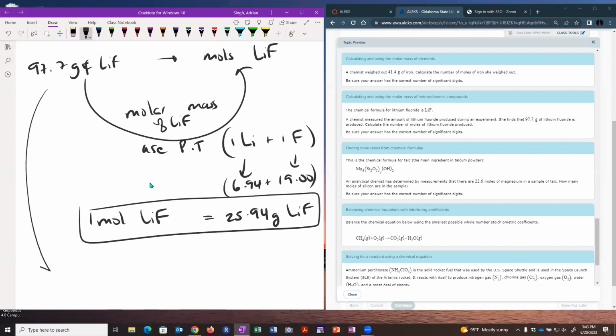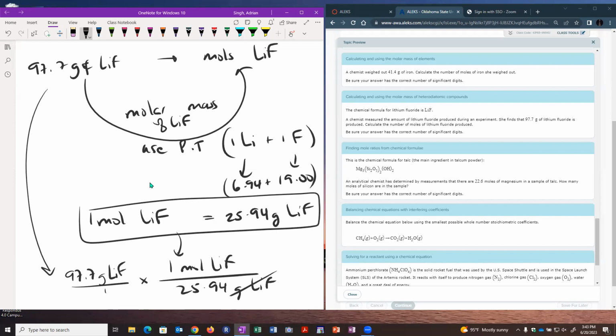We can start with the mass that is produced in this particular process, 97.7 grams of LiF. Take our molar mass as our conversion factor. Moles go on top because I want to end up with moles as my unit. 25.94 grams of LiF on the bottom. The grams go away and I get moles left here as my unit. I'm going to use your calculator, round it to the correct number of sig figs.